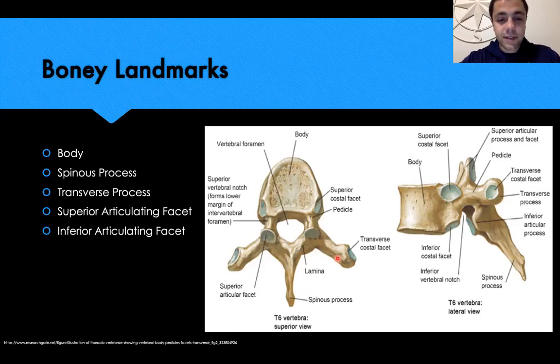Now, the next part that's going to help make up the joints in between each pair of vertebrae are the superior and inferior articulating facets. So you can see here, where I'm hovering my cursor, is the superior articulating facet, this blue area, and then the inferior articulating facet is right here. All right, so again, I'm gonna go back to this slide. So, you know, it forms the joints between each of these vertebrae.